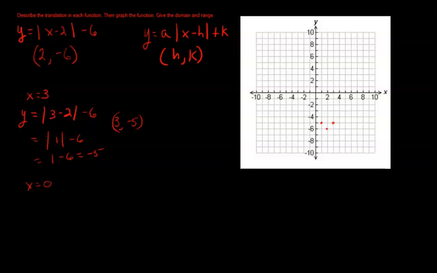We'll do 0. y equals the absolute value of 0 minus 2 minus 6. 0 minus 2 is negative 2, so we get the absolute value of negative 2 minus 6. How far is negative 2 from 0? It is 2. Distances are positive. Minus 6. We get negative 4. So we get the point 0, negative 4. That's 0 along the x-axis, that's left and right. Down 4. And so we get a point there. It mirrors over here.